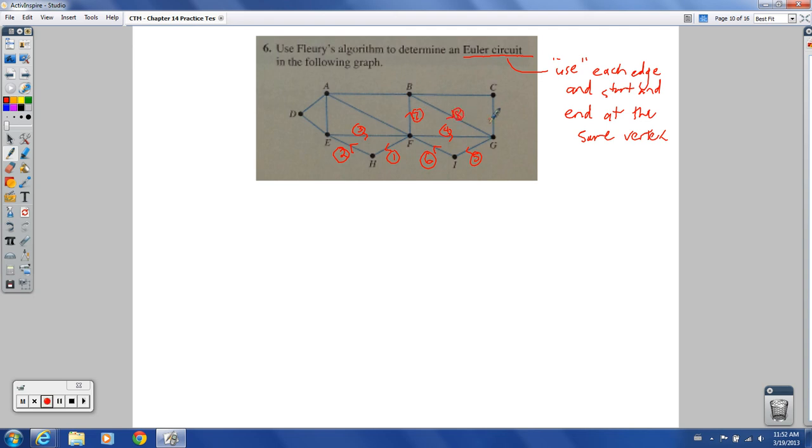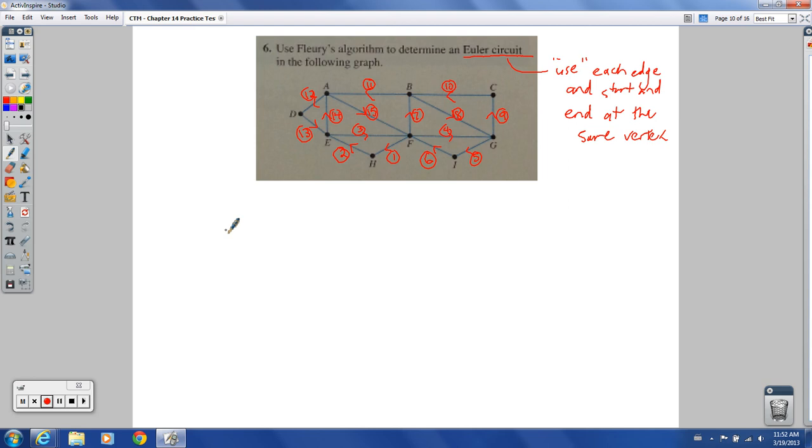This would be 8, 9, 10, 11, 12, 13, 14, and so that would bring me to here, back to F, 15. So we'd have 15 different edges right there that we're going to go across.